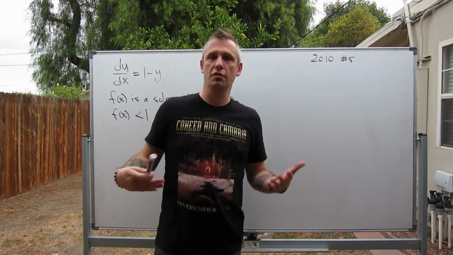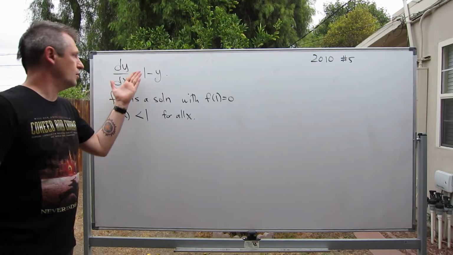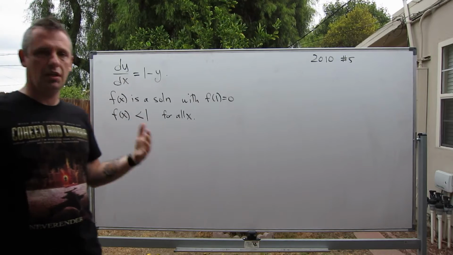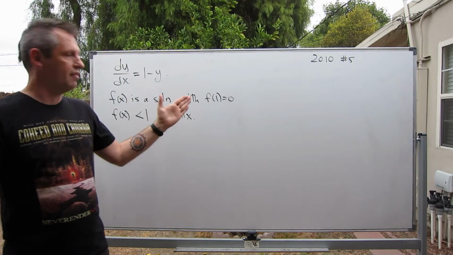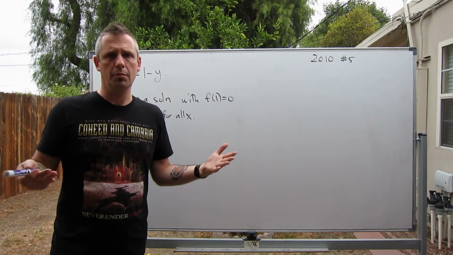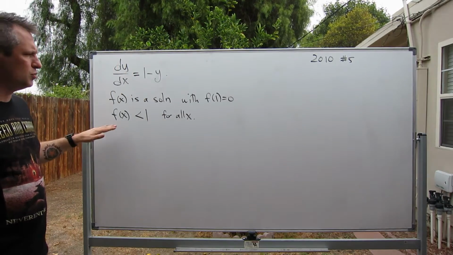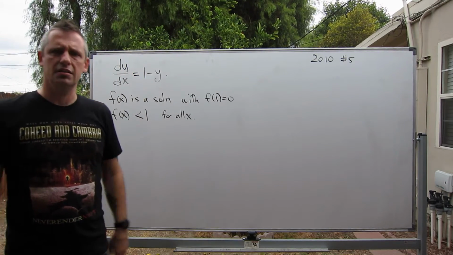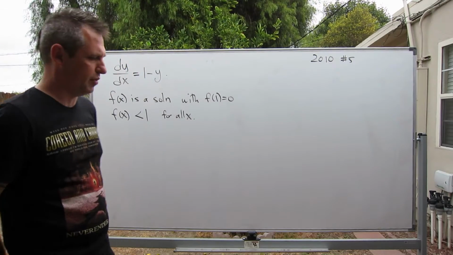Today we're doing AP Calculus BC 2010 number 5. This problem involves a differential equation, dy/dx equals 1 minus y. We're to let f of x be a particular solution to this differential equation with f of 1 equaling 0. We don't know what f of x is yet. I suspect we'll probably find it by the end of the problem. We're also told, interestingly, that f of x is always less than 1 for all x. I don't know where that one's coming from.